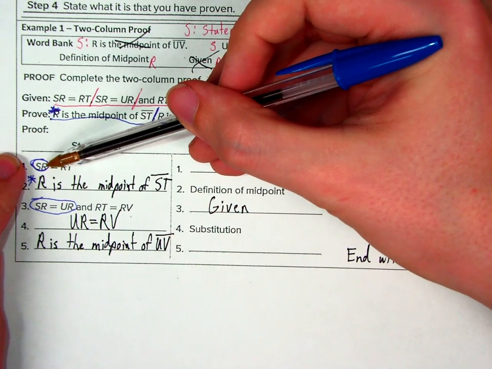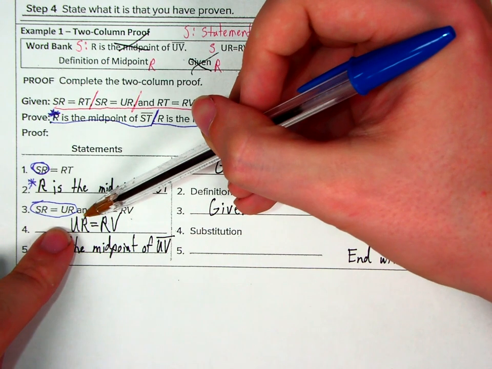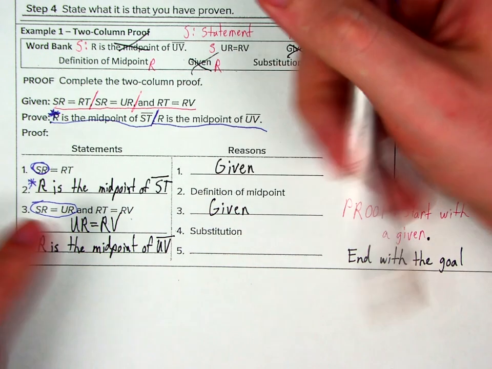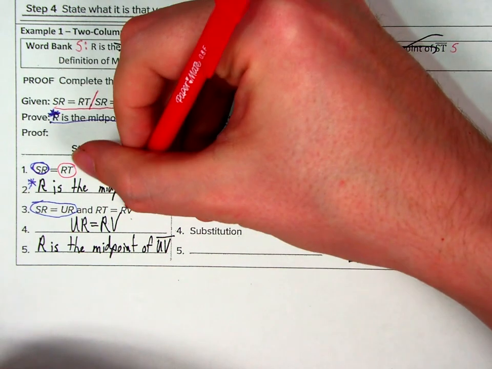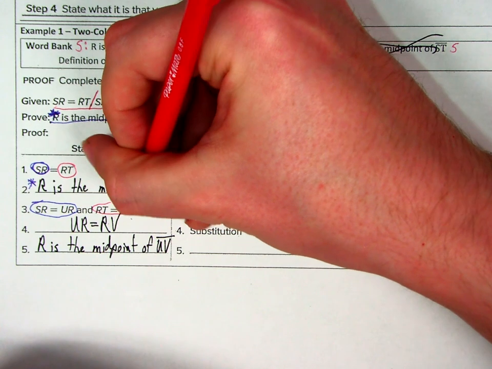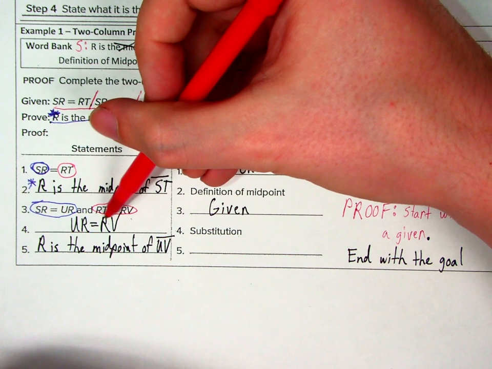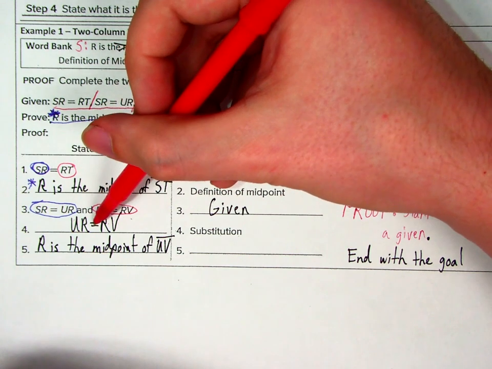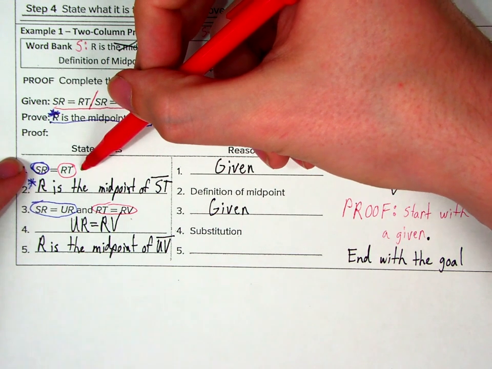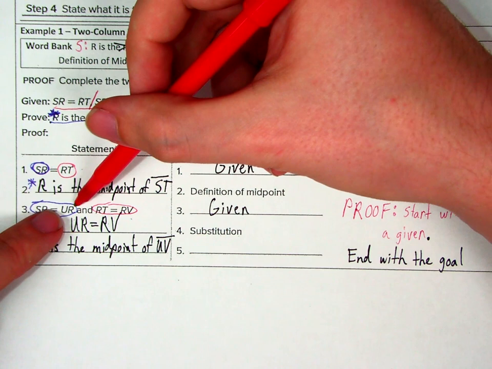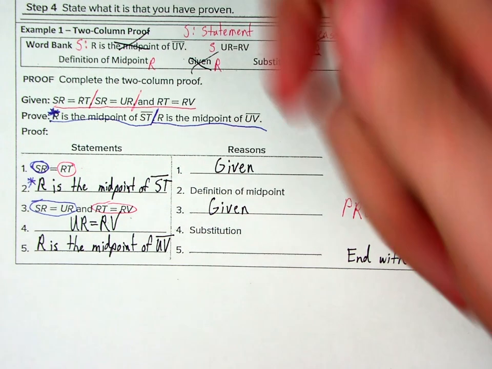So that's what we did. We replaced SR with UR. SR was replaced with UR. We wanted to replace RT with RV. We see that happens. If the RT on the right-hand side is replaced by RV, we get RV on the right-hand side. UR equals RV is just coming from this first given statement, having the left side replaced by UR and the right side replaced by RV. We substituted.